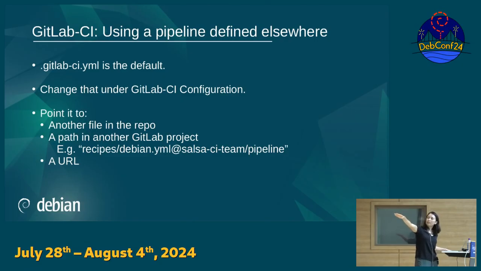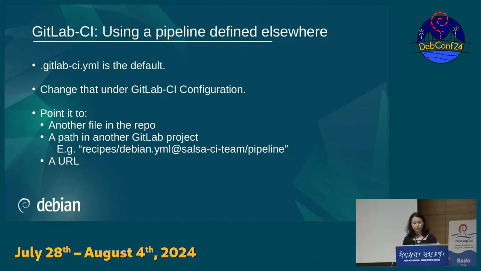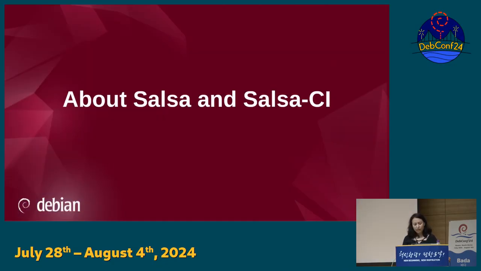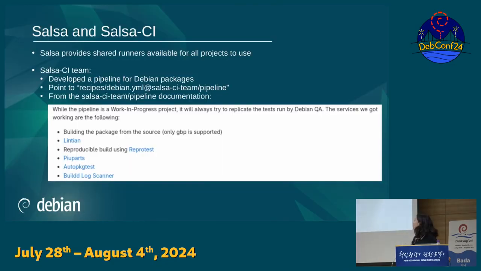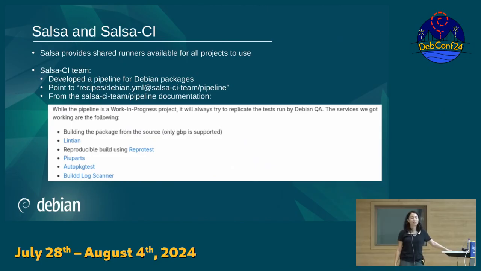So for instance, this is an example from the subsystem team. You can point to a file called recipes/debian.yaml at subsystem team-pipeline. And you can also point to a URL. This is very interesting because you can execute a pipeline that you didn't do. You can reuse other people's work. So just a quick thing about Salsa and Salsa CI. Salsa provides shared runners that are available for all projects to use.